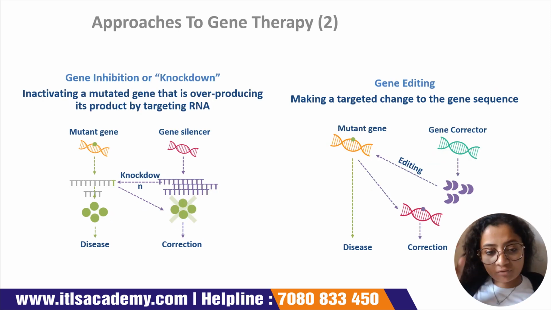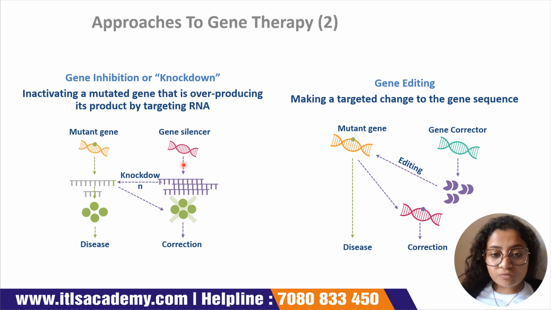Okay, moving forward. So what are the different other types? We saw gene replacement therapy and we also saw gene addition therapy. Now we are going to see gene inhibition, which is also known as gene knockdown. It means we are deliberately switching off a gene, or inhibiting the expression of a gene. So inactivating a mutated gene that is overproducing its product by targeting the RNA. Say for example a particular disease is happening due to a mutated gene, and not only mutation but also due to overexpression of that gene.